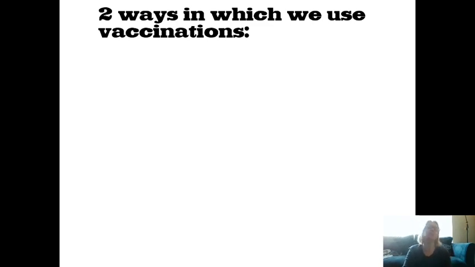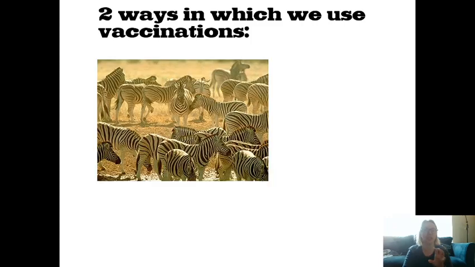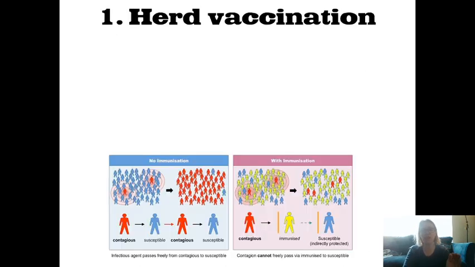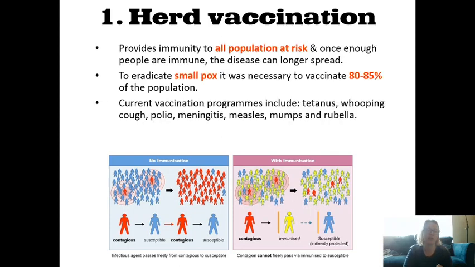Vaccinations can be used in a number of different ways, and it depends on the situation. We've got herd vaccination, we've got ring vaccination, and they'll use different things in different situations. Herd vaccination is a preventative measure. Things like TB, they had herd vaccination for that. The MMR vaccination, so measles, mumps and rubella, they use herd vaccination for that one. That is where they will give that vaccination to the majority of the population in an area.